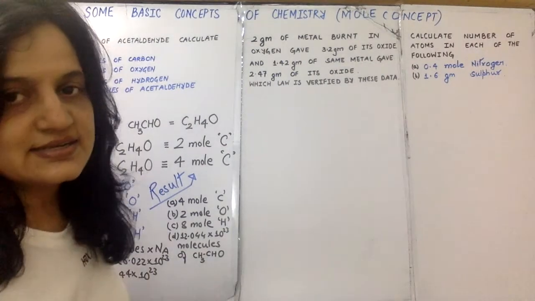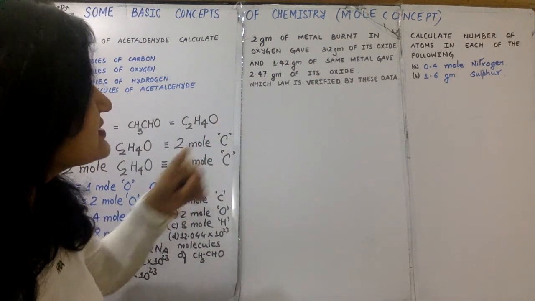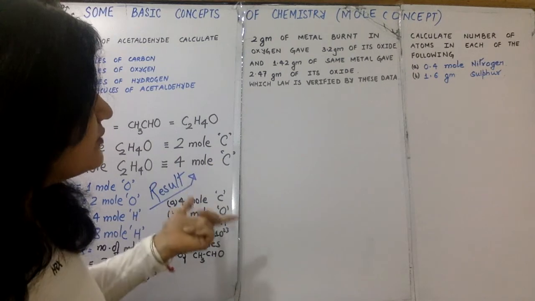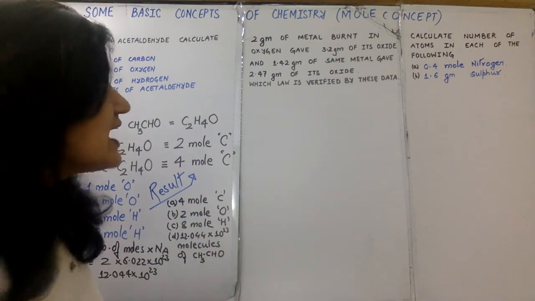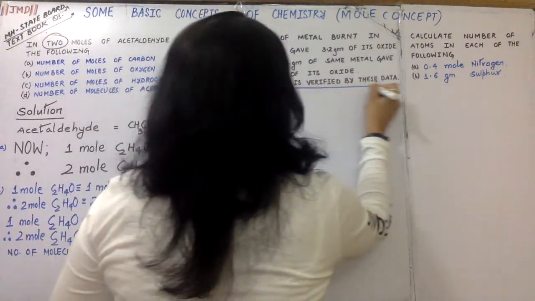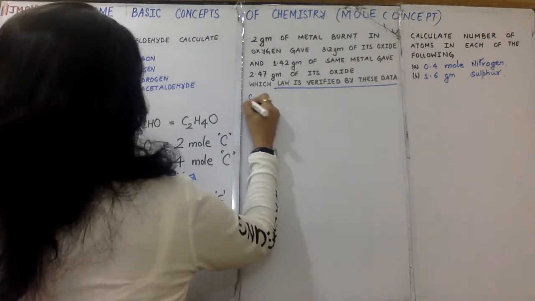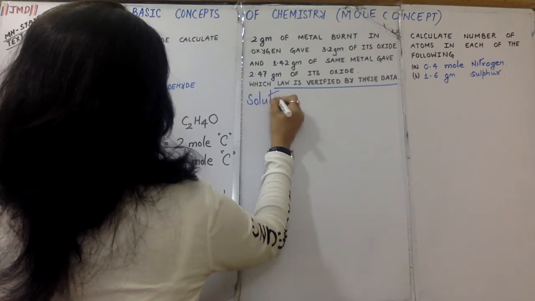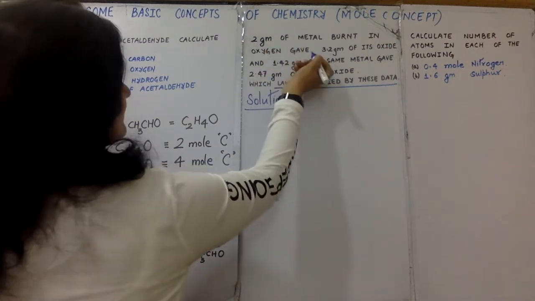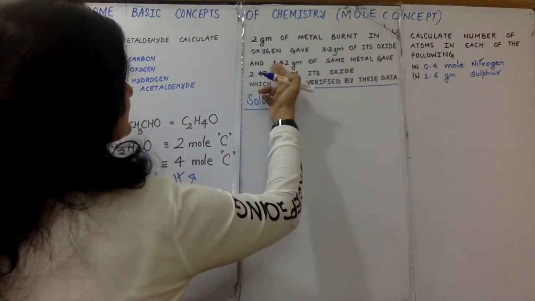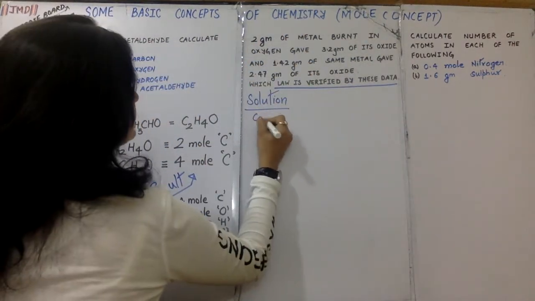2 gram of a metal burnt in oxygen gave 3.2 gram of its oxide, and 1.42 gram of the same metal gave 2.47 gram of its oxide. Which law is verified? First step in the solution. Data and to find you write on your own. Data will be weight of metal, weight of oxide, weight of metal again, weight of oxide. Or in the solution, you can mention the data like this.